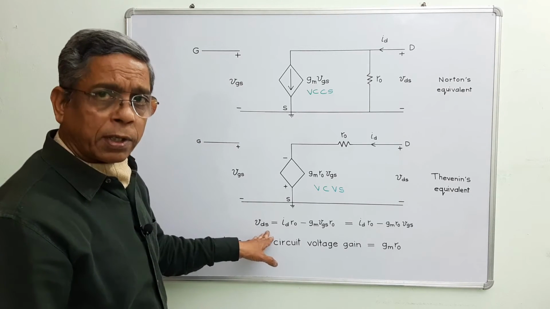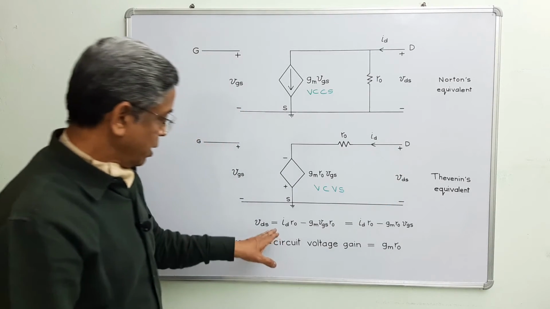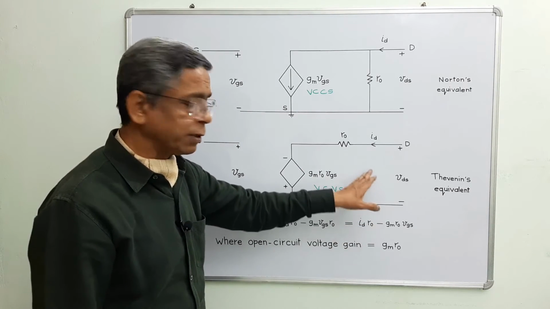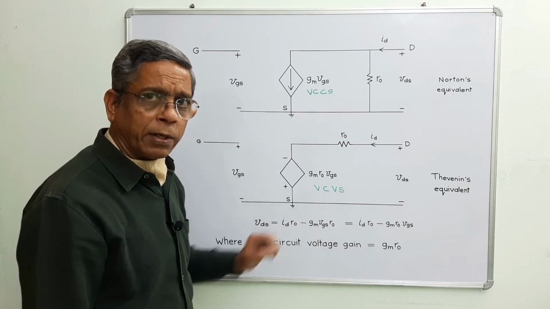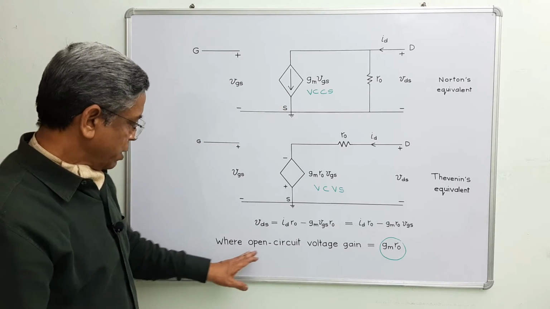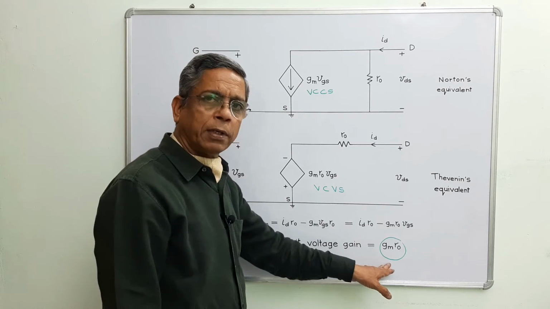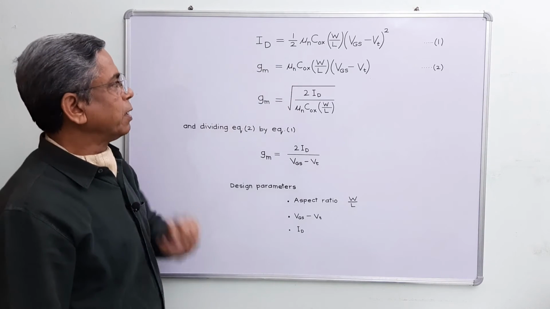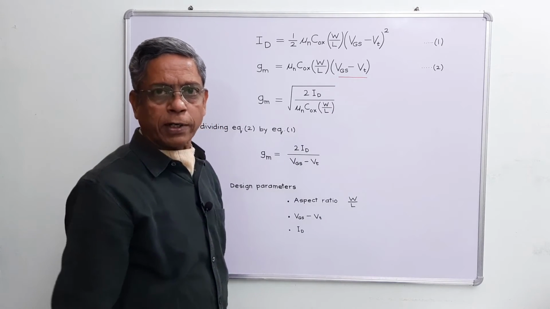The output voltage across drain to source in both the cases remains the same. This is the expression for this circuit and this is the expression for this circuit. They are equal, just a change of order only. And this term is known as the open circuit voltage gain for both the circuits, and this is for the MOSFET. These are the expressions for drain current and transconductance.